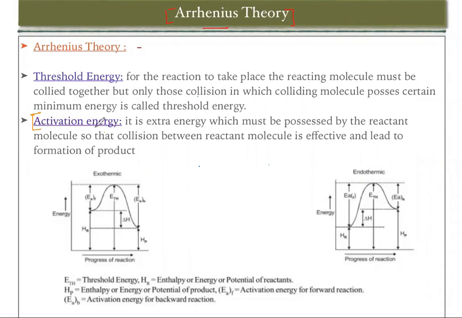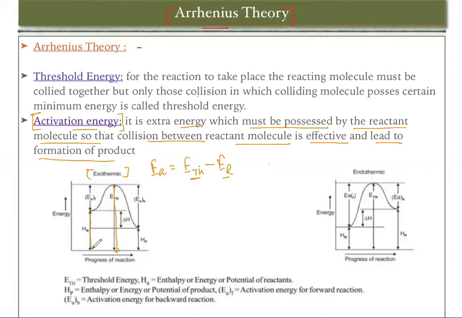Now let us understand what activation energy is. It is the extra energy which must be possessed by the reactant molecules so that the collision between them is effective and leads to the formation of the product. You can simply say that the activation energy is equal to threshold energy minus the energy of the reactant species. As already told, see the threshold energy for the exothermic reaction on this graph: this is the threshold energy minus this reactant energy. If you subtract, the activation energy for this graph is from here up to this point.